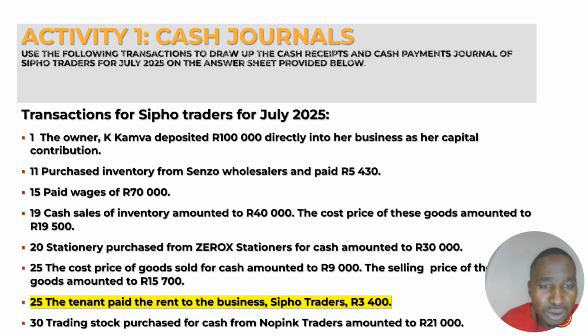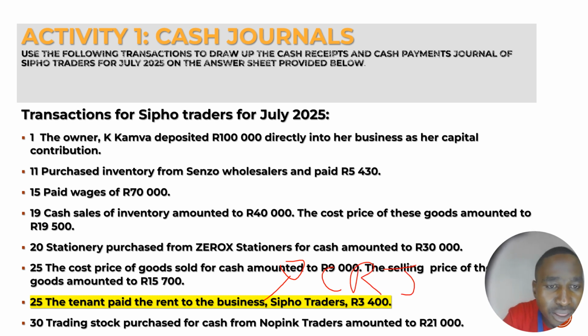Now, on the 25th of July, the tenant paid the rent to the business, Sipo Traders, for 3,400. It means we received the money. That tenant paid. It is saying that we received the money. The rent income came to Sipo Traders. Remember, we are doing the channels for Sipo Traders. So that is an income to Sipo Traders. And we are recording the rent income into the CRJ. So we have to go and record in the CRJ.